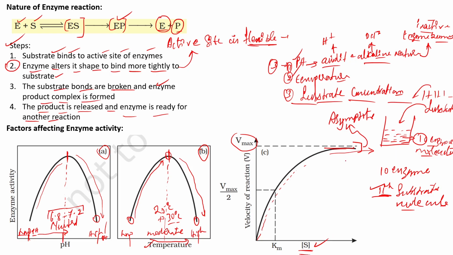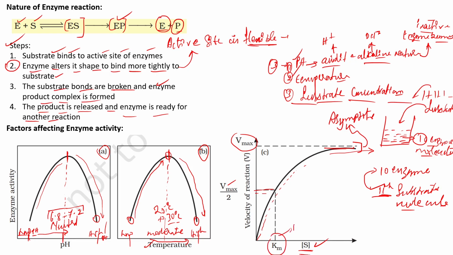Because if the substrate concentration increases more than the enzyme concentration, all of the enzyme molecules are saturated, no free enzyme molecules are present, and hence the reaction hits the asymptote or becomes completely stagnant. Now let us look at this point, which is called Vmax by 2, exactly half the velocity of the whole reaction. If I put a dotted line and extrapolate it to the x-axis, we will get the Km.